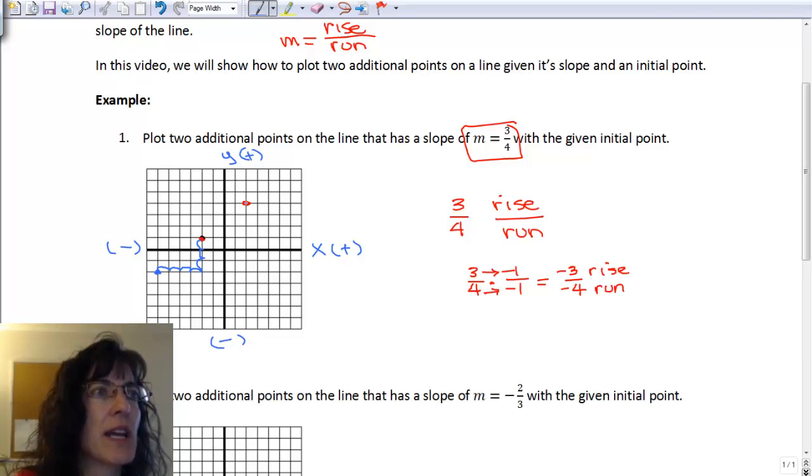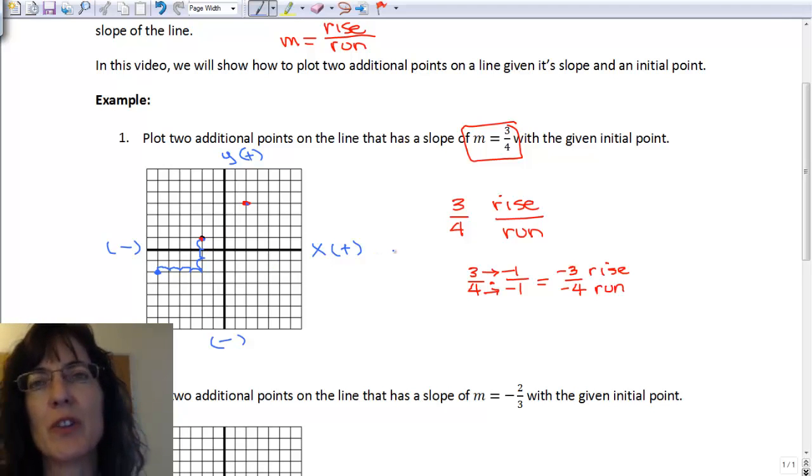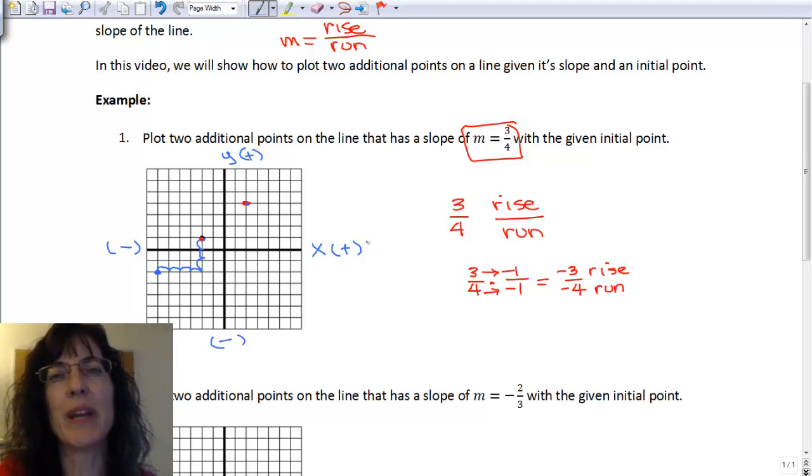So now you can see I have a point here, I have my original point, and I have another point there. So those are 2 additional points that I plotted based on the slope.